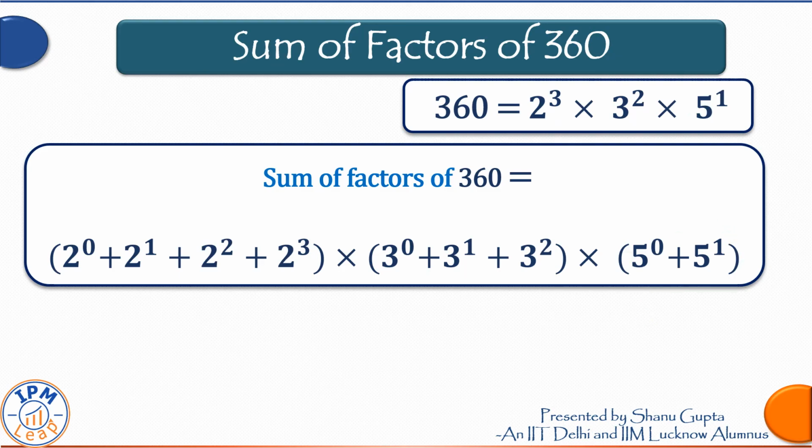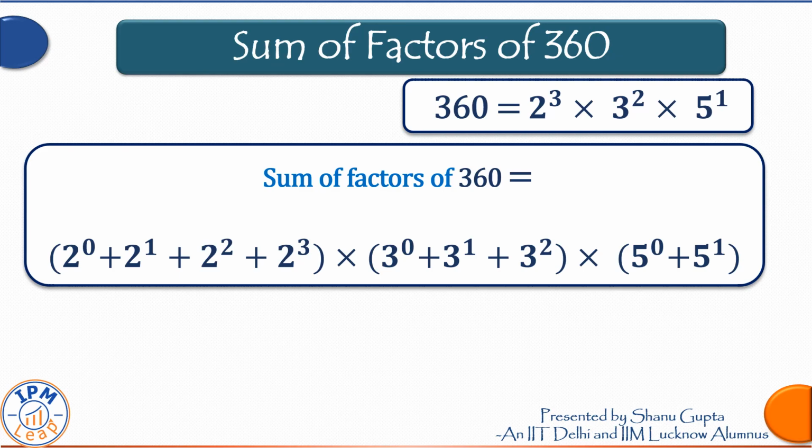In the first bracket, we write all powers of 2 from 0 to 3 with a plus sign in between. In the second bracket, we write all powers of 3 from 0 to 2 with a plus sign in between. And in the third bracket, we write all powers of 5 from 0 to 1 with a plus sign in between. Remember, this is the guide for the maximum power of each prime factor. Next, we just multiply the numbers in these 3 brackets and that is our answer.